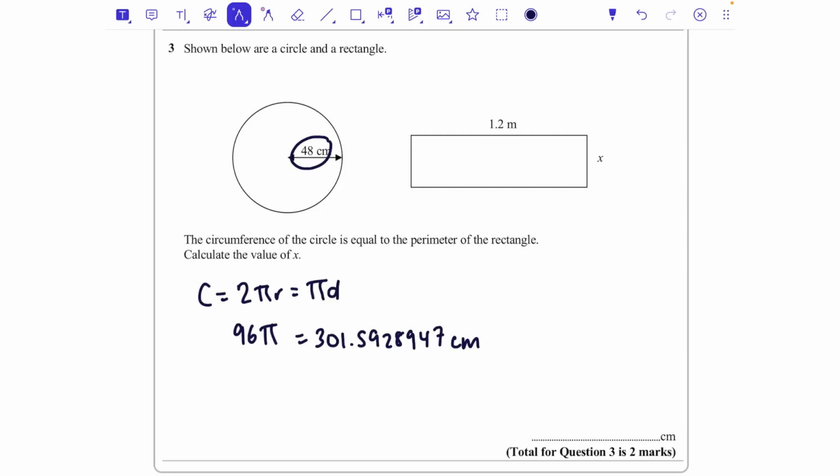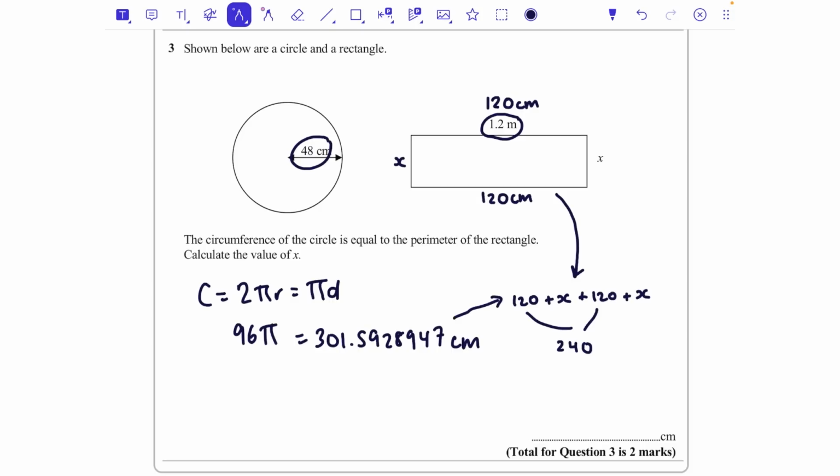Now I'm going to move over to the perimeter of the rectangle, and I've got this length in metres, so I'm going to convert it to centimetres. Now I would do that by multiplying by 100, and that means that this side over here is also 120 centimetres, and this side over here is x. So I know that for the perimeter of this rectangle, it would be 120, add x, add 120, add x. So I can add these together and get 240, and then we know that these two are equal.